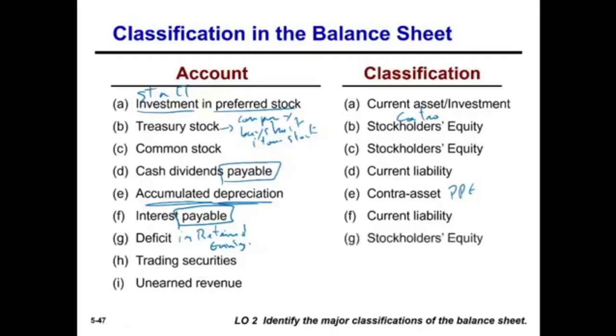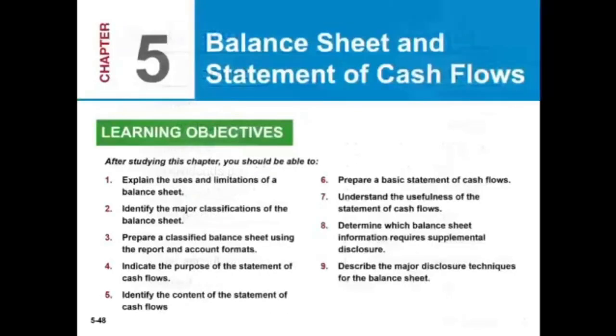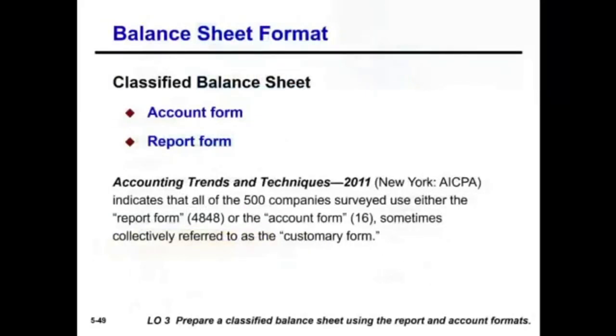Now, trading securities, this is easy. Trading securities is a current asset. And unearned revenue, remember, unearned revenue is the money that they paid us before we perform the service. When someone pays you this money, they don't wait longer than a year for you to perform, so it's a current liability. Let's see what we have. Prepare the classified balance sheet using the report and the account format. So when we prepare a balance sheet, we could use the account form or the report form.